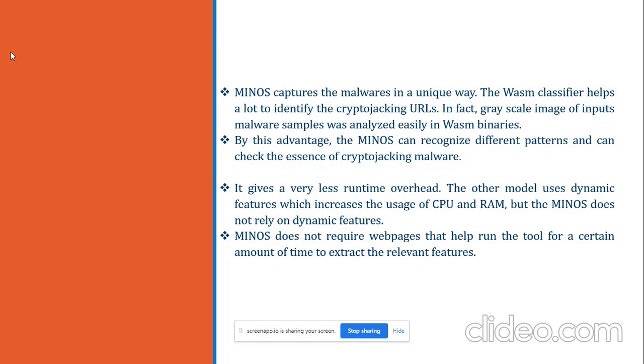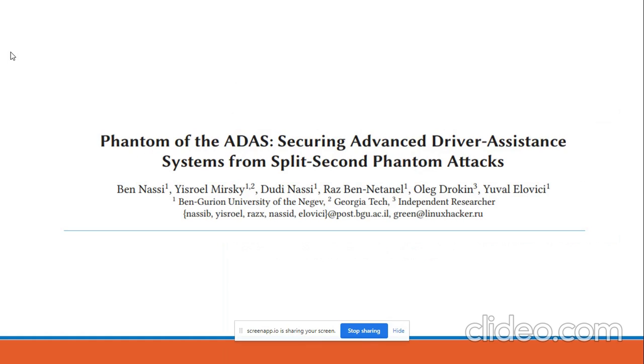It uses very little runtime overhead. The other models use more CPU and RAM, but Minus does not rely on dynamic features. Minus does not require web pages to run for a certain amount of time to extract the relevant features. The last paper, The Phantom of the ADAS, is one of the best papers I read.